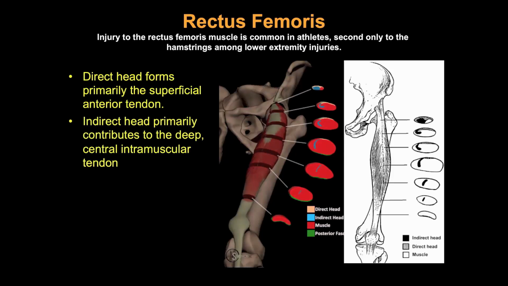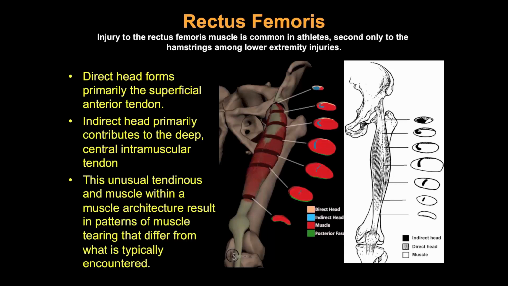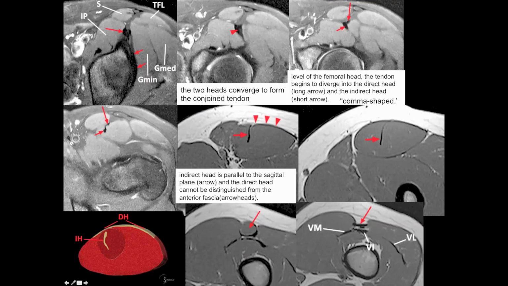The indirect or reflected head primarily contributes to the deep central intramuscular tendon. This unusual tendinous and muscle within a muscle architecture results in patterns of muscle tearing that differ from what is typically encountered. So these are axial images showing the direct and reflected heads. As we extend distally, we can start seeing that curvilinear appearance. The direct head will be anterior. The reflected or indirect head will be more curvilinear within the substance. And so again, more distally, we see that direct head anteriorly and the indirect head centrally.